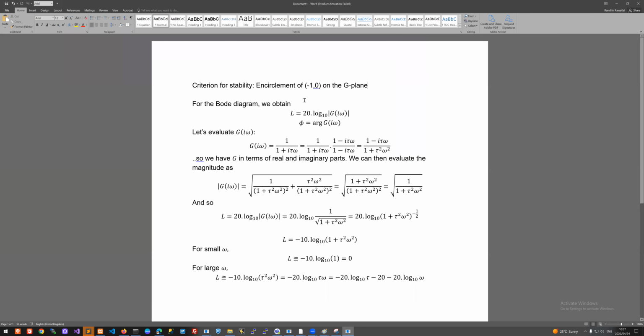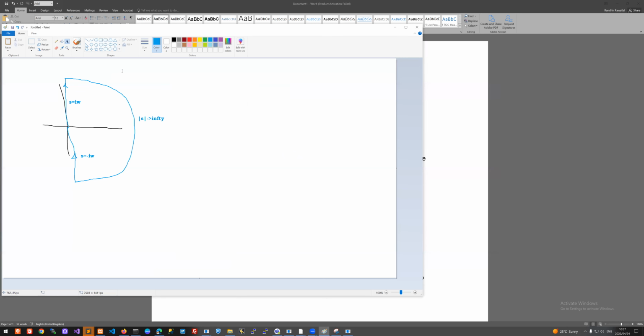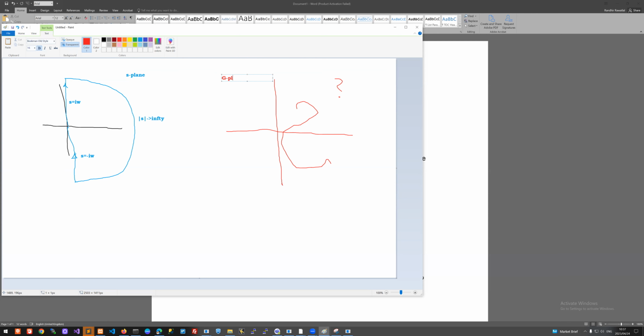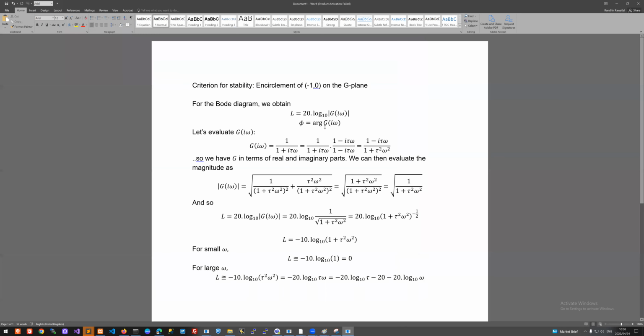And now the challenge is that this is in the S plane, and it can be a little difficult to figure out what that means in terms of G. So we know that as S travels around, G is going to do something else. G is in its own way. So the question is, how do we visualize this? It seems a little bit complicated to visualize what's happening in G, even though we have this nice relationship between S and G on S equals I omega.